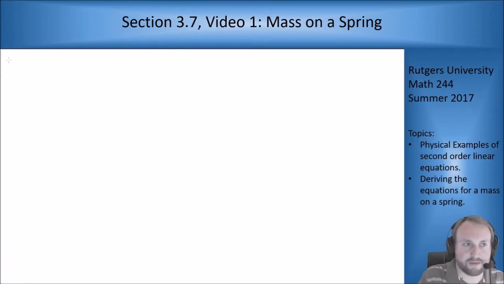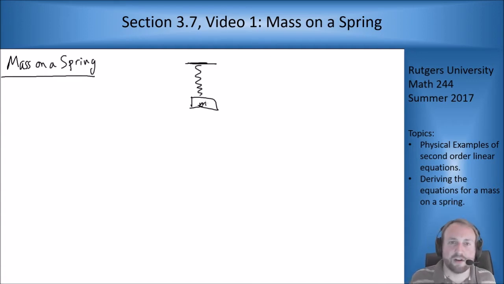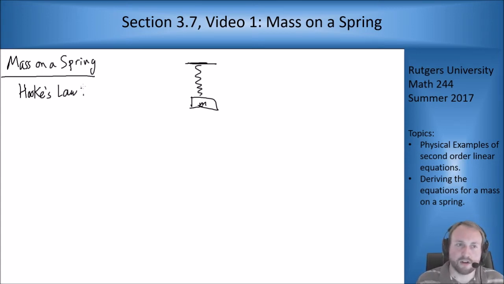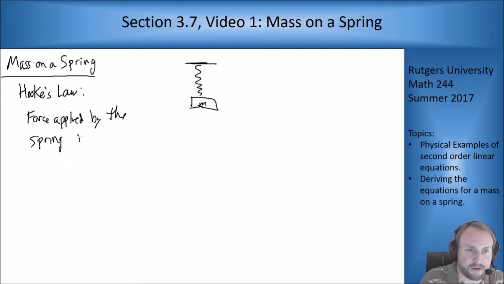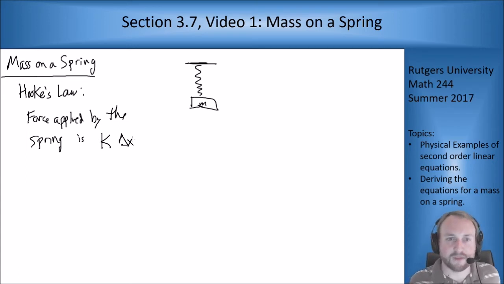So in this section, we're talking about the equations governing a mass on a spring. And the main thing that we're going to start putting this together is going to be Hooke's law, which basically says that the spring exerts a force proportional to the displacement of the mass along the spring. So the force applied by the spring is K times delta x, where delta x is how much you've moved the spring. So if it's all together, there's no force coming out of the spring, but as you start stretching it, it starts pulling back a little bit on the mass.